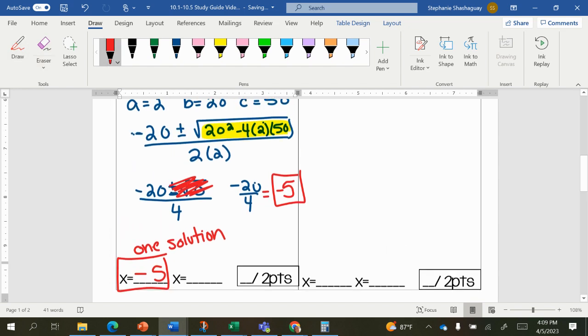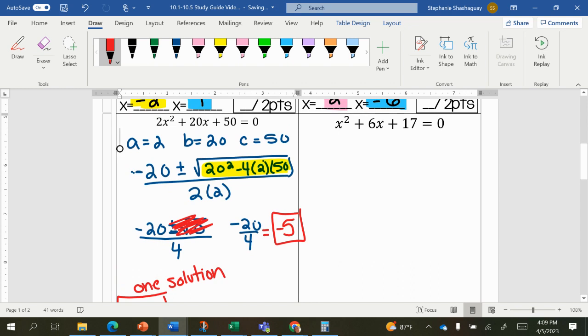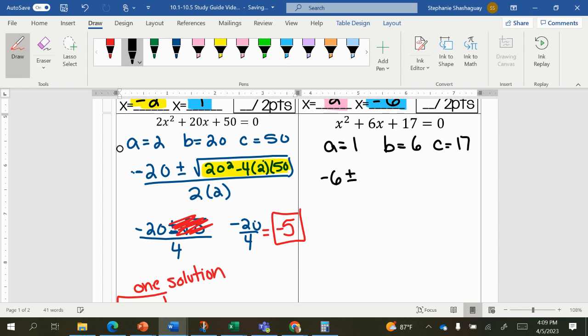Okay. Moving on to this next question, x squared plus 6x plus 17. My A is equal to 1. My B, I'm just going to erase that and put it in black just to be consistent. A is equal to 1. B is equal to 6. C is equal to 17. So I'm going to have negative 6 plus or minus the square root of 6 squared minus 4 times 1 times 17, all divided by 2 times 1.